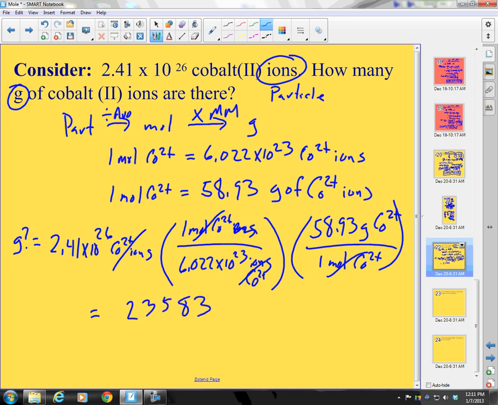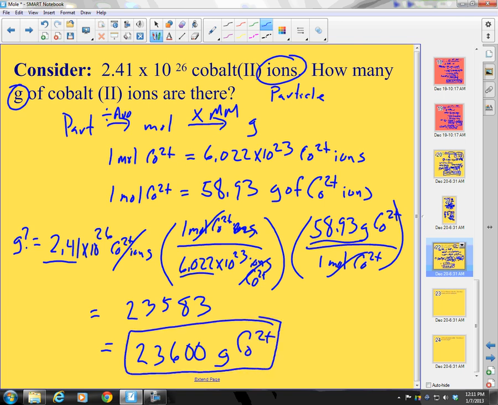23583. How many sig figs? I get 3 here, 4 here, 4 there. That means I can only have 3 sig figs. So this becomes what? 23600 grams of cobalt-2. Got it? Makes sense? Excellent.